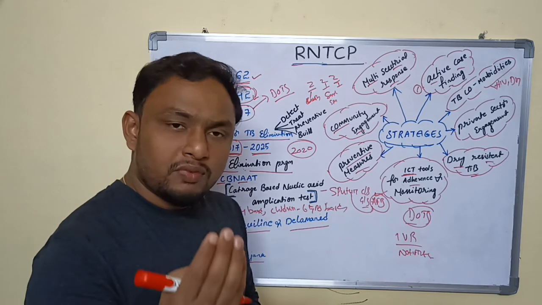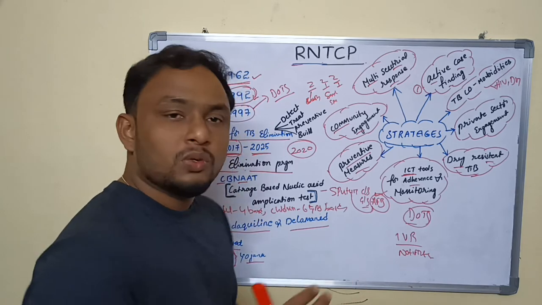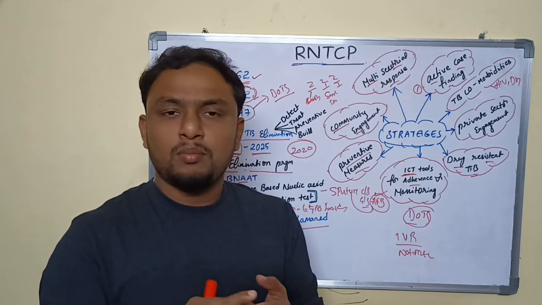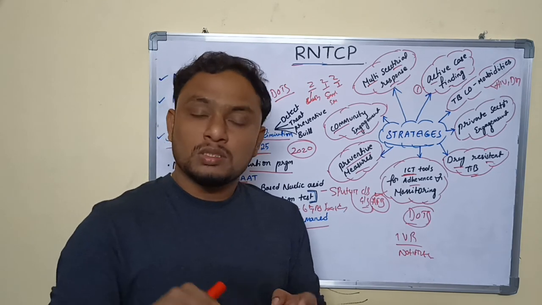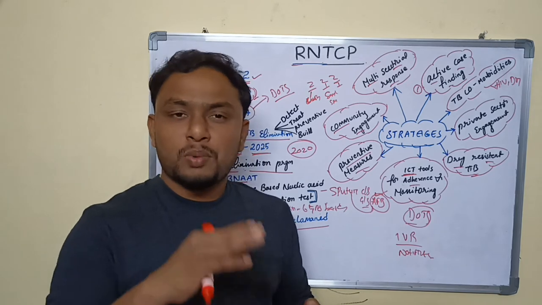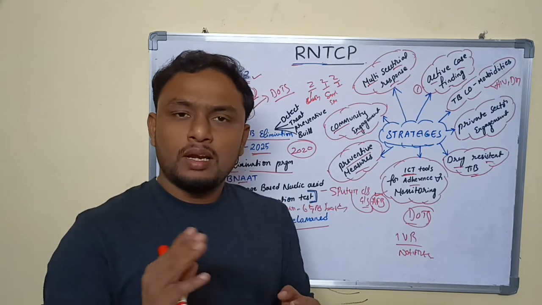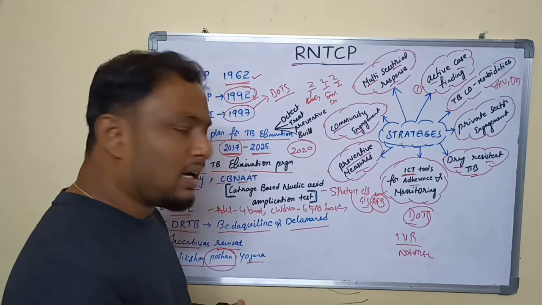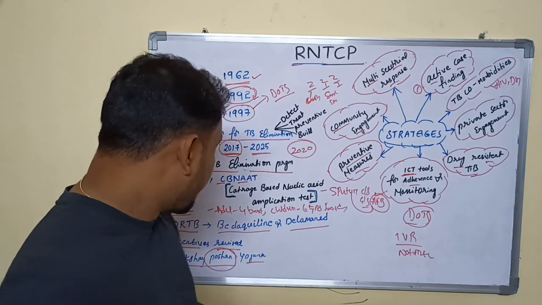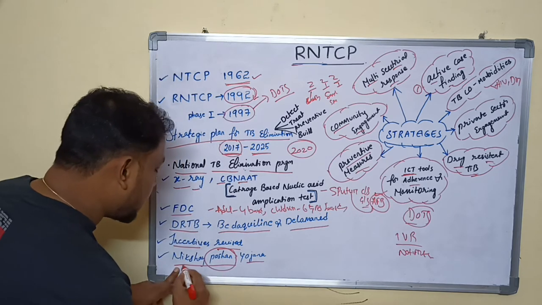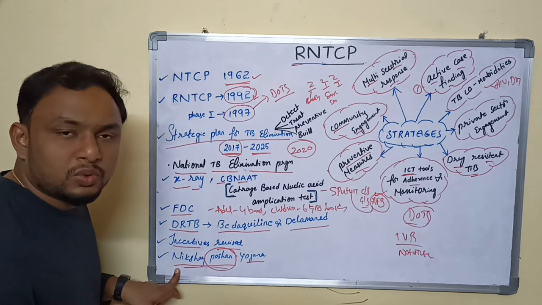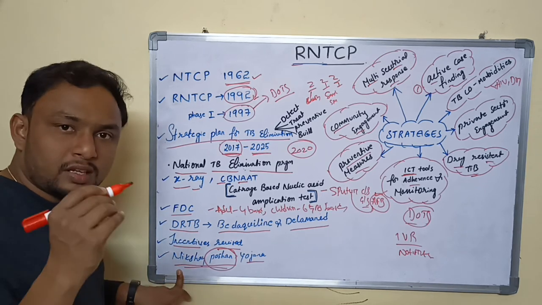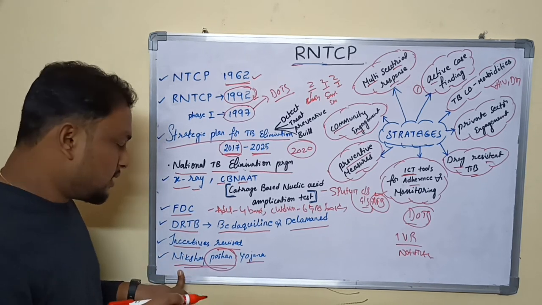We are giving financial assistance or incentives to healthcare workers also, for notifying and for monitoring, and we are encouraging private workers to notify, and giving them incentives too. There are different incentives. And this Nikshay Poshan Yojana is important. It is a nutritional support program for TB patients, giving financial assistance of 500 rupees per month.